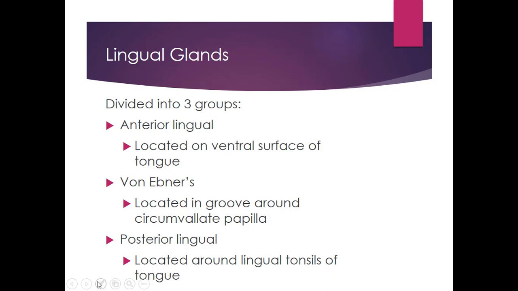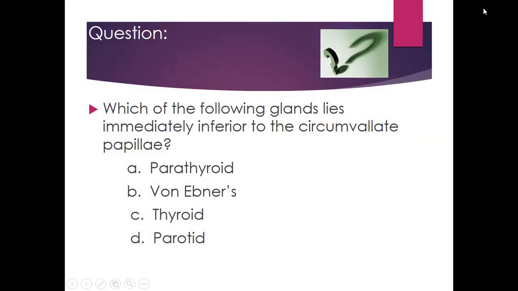There are lingual glands. There are salivary glands right on your lingual surfaces, your tongue surfaces. You have anterior lingual glands on the ventral of the tongue. You have the von Ebner's glands, which are located in the groove around the circumvallate papillae. And then you have posterior lingual salivary glands located around the lingual tonsils of the tongue. So question, which of the following glands lies immediately inferior to the circumvallate papillae? Quiz yourself. And the answer is the von Ebner's glands.